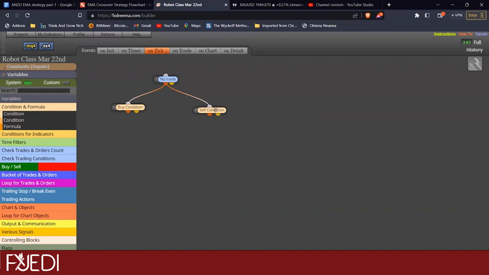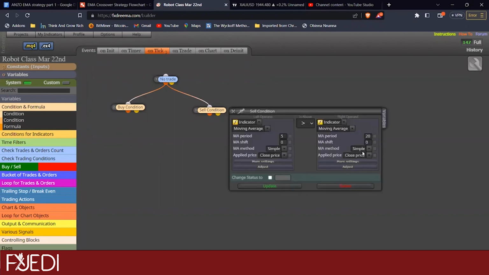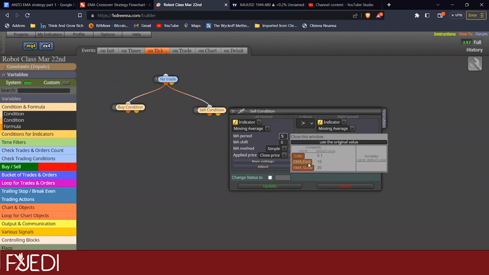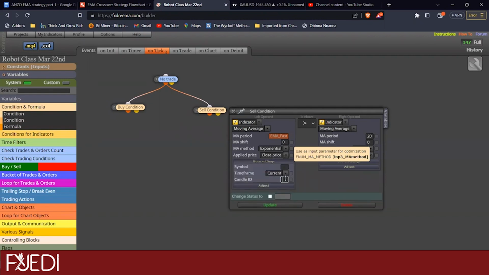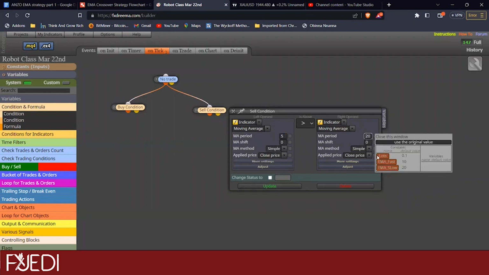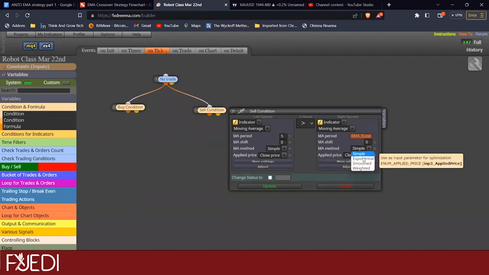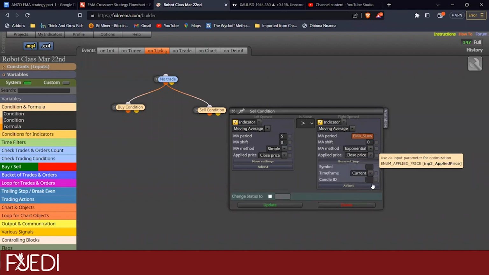So let's define our sell condition. We double click here, and then we do the same thing. So for the EMA period, we would use our fast EMA, and make sure we're looking at the exponential moving average. Ensure we're looking at candle ID 1. And then for our EMA slow, we reference our slow exponential moving average. I'm speeding up a bit because we're going to cover quite a bit. Candle ID 1 as well.